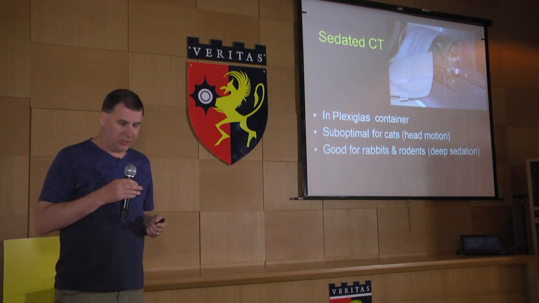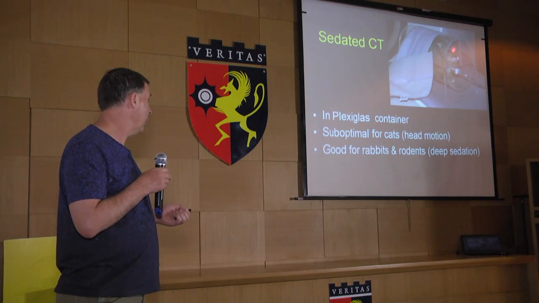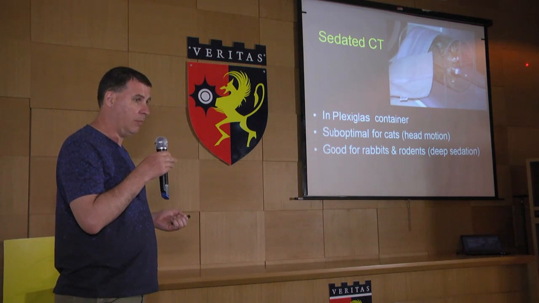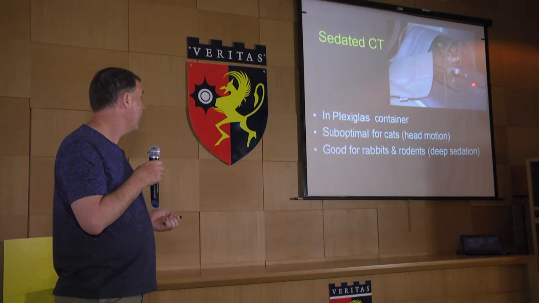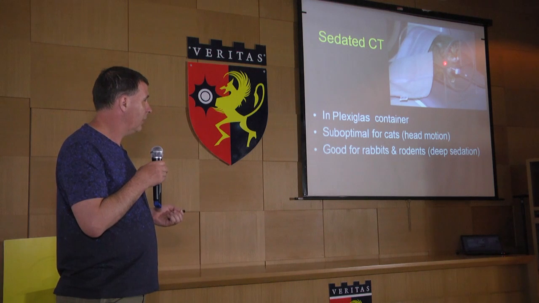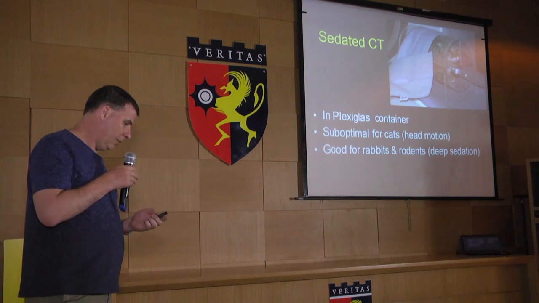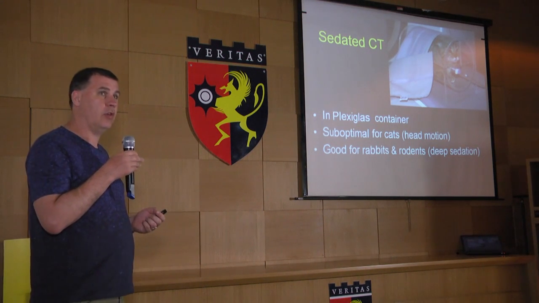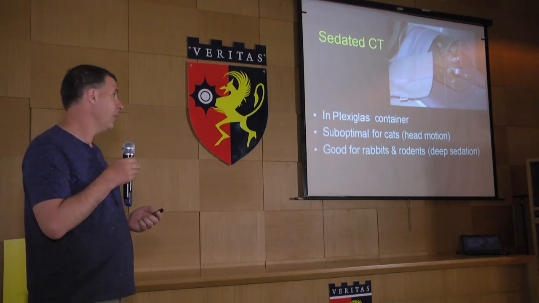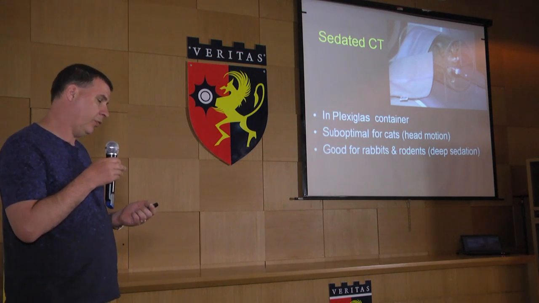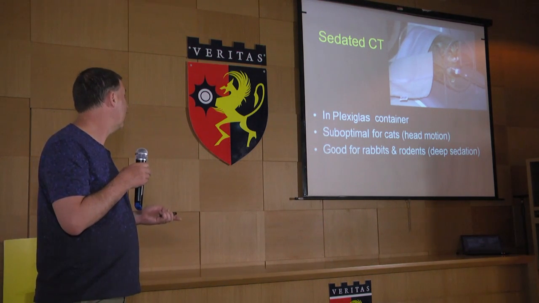We also perform CT in sedated animals only, for which we have these special plexiglass containers, called the mouse trap, but it's not for mice, it's for cats and small dogs. So they are either not completely conscious or just a little bit sedated. For cats, it works well for the thorax and abdomen, but not so much for the head because they move their head too much. But in rabbits, it works really well to look at their dental system.